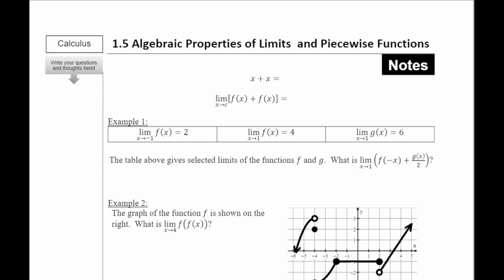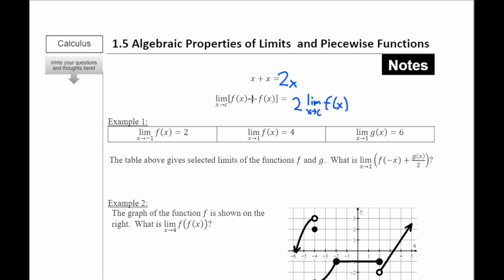1.5 Algebraic properties of limits and piecewise functions. From algebra, you all know x plus x is 2x. So with limits, the properties are pretty much identical. The limit as x approaches c of f of x plus f of x is just 2 times the limit as x approaches c of f of x.